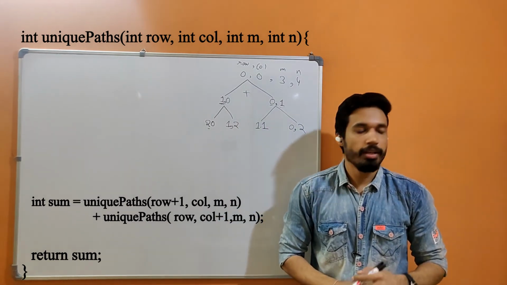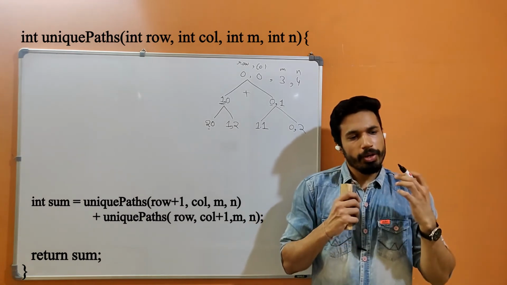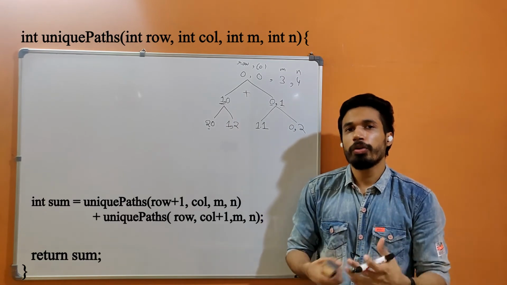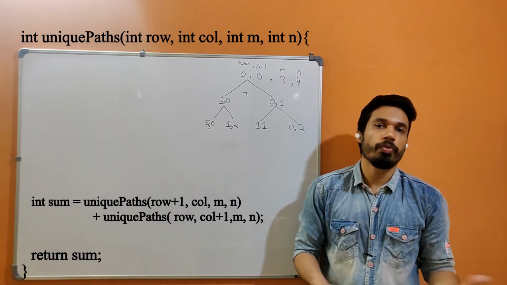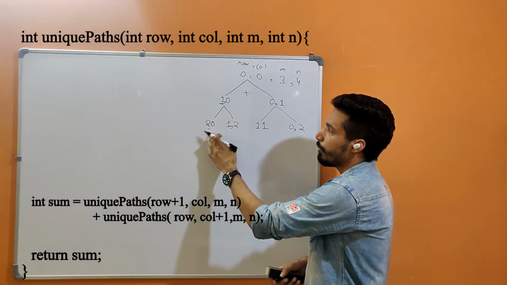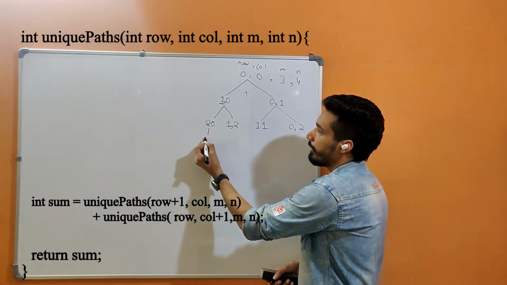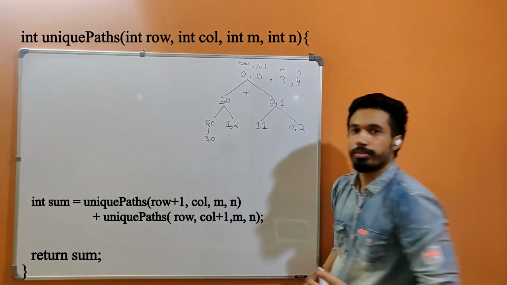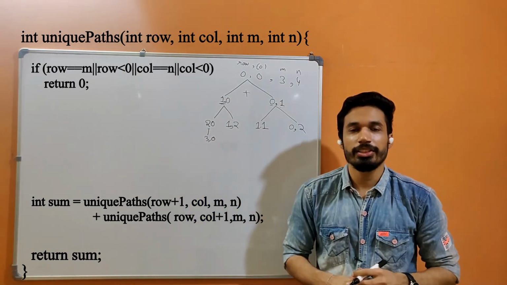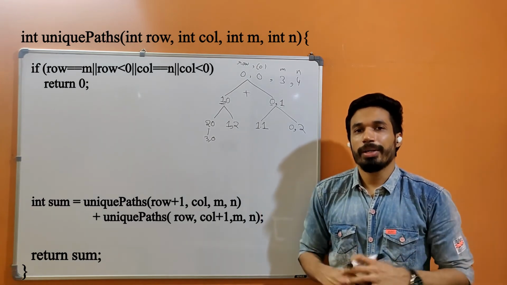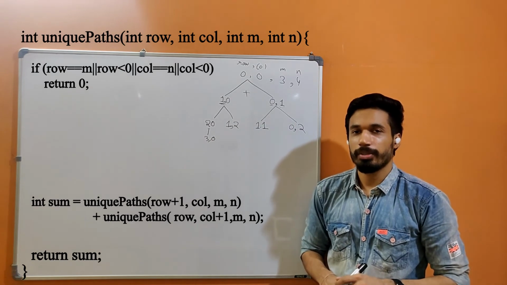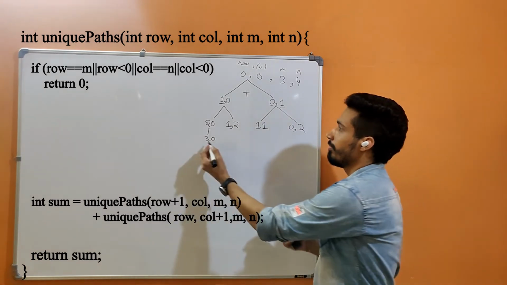All right, now we also need to think about the base conditions where we want to stop our recursion call stack from going further. For example, when we reach 2, 0, we cannot go towards the down because it will go out of the matrix, right? We need to stop. So here is the base condition when we go out of the matrix, and from here we just simply return 0 because there is no path possible from this state.